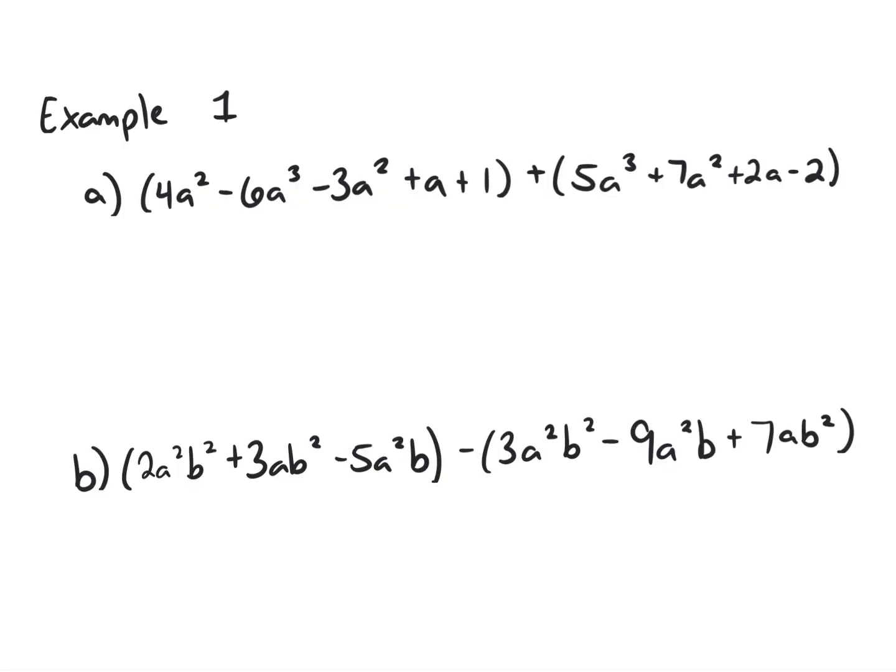All right, example 1A, what operation's happening? Addition. It is addition. Okay, so what can I do with those parentheses? Yep, get rid of them. So we have 4a squared minus 6a to the third minus 3a squared plus a plus 1. Again, does anything change with this side? No, it all stays the same.